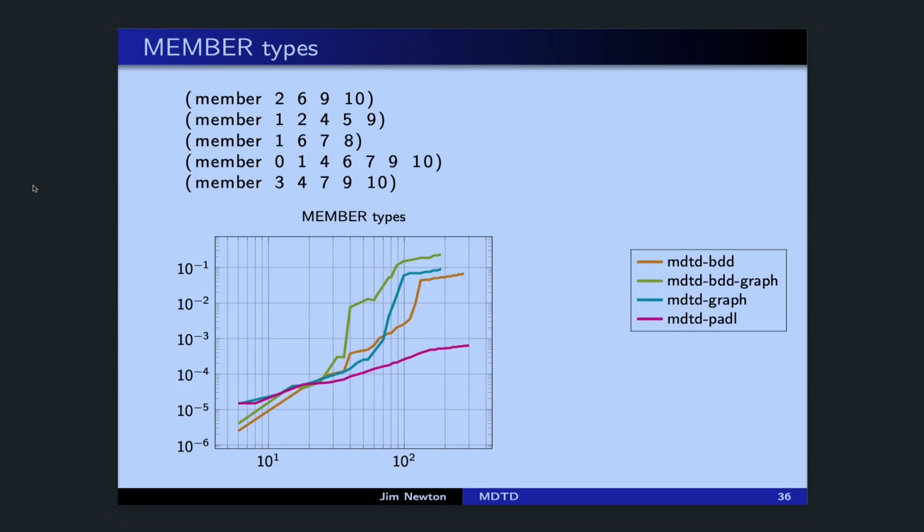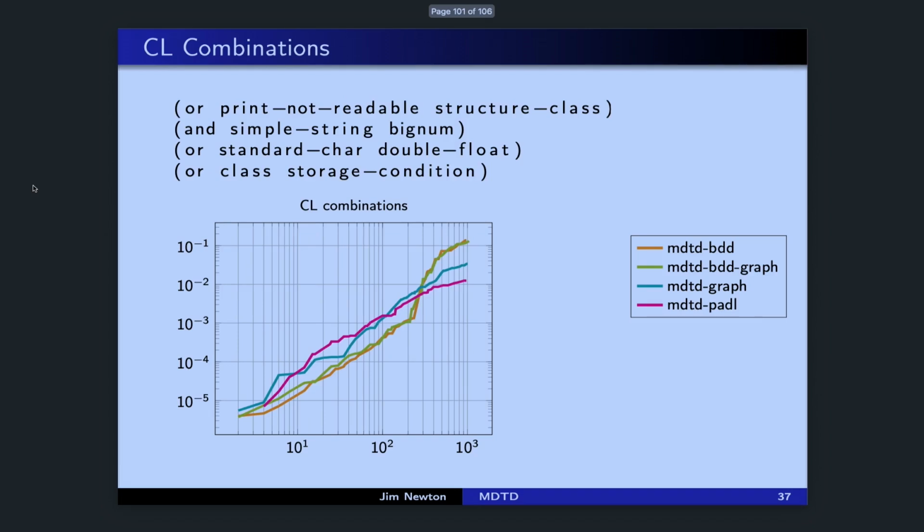So we see that after about 1/10 of a millisecond, the new algorithm becomes faster than the old algorithms for the member case. The other cases are not as convincing. So given the combinations of built-in types, or these ands and ors of types that are registered in the Common Lisp package, after about a hundredth of a second, the purple graph on the bottom becomes faster than the other algorithms.